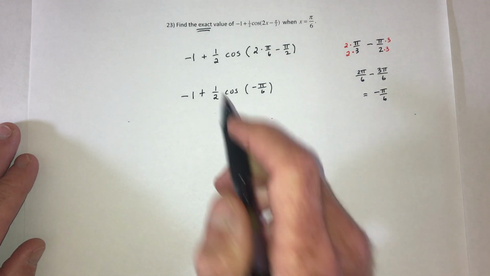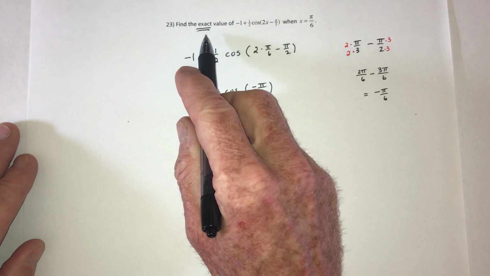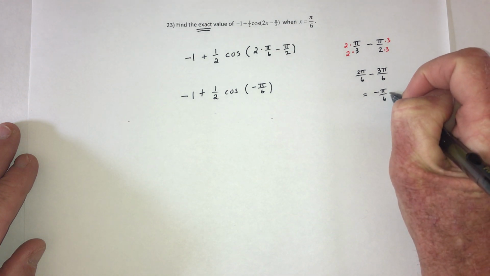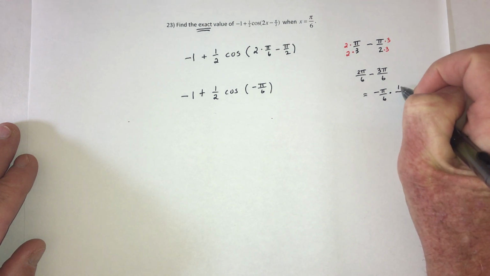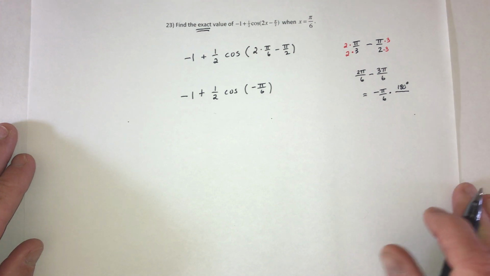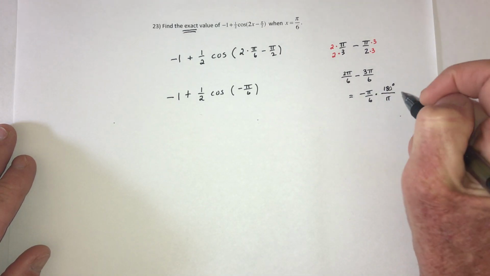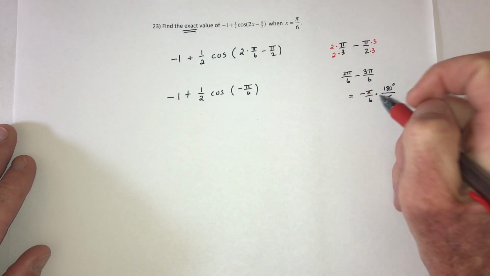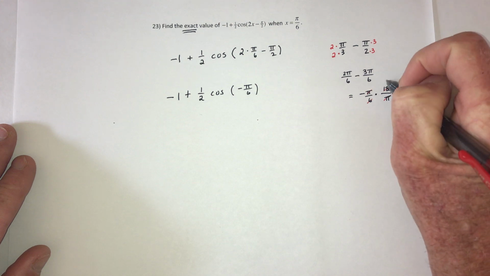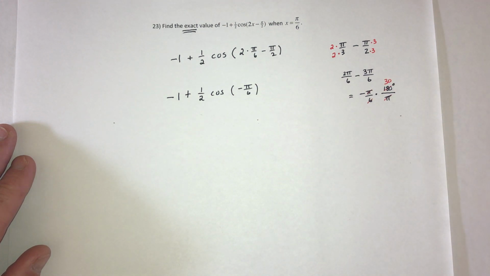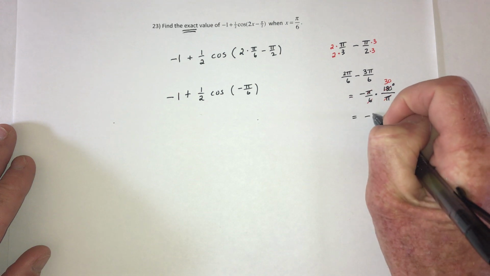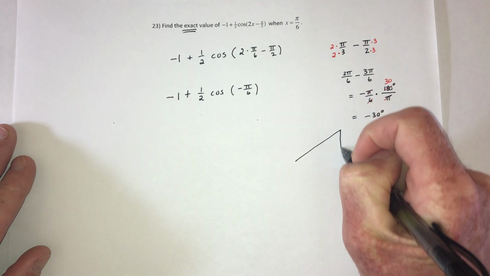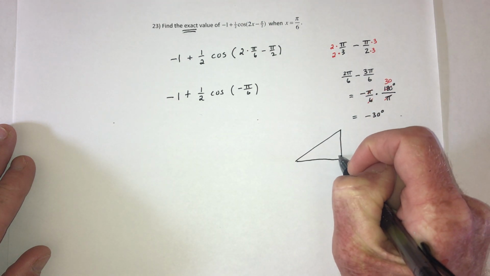Now, since we're supposed to find the exact value, that means I can use a 30, 60, 90 triangle or 45, 45, 90. So if I change this to degrees, it would be multiply by 180 degrees over pi. And then these pi's can cancel, and 6 will divide into 180 30 times. So it's actually -30 degrees. So that means I should be using a 30, 60, 90 triangle.